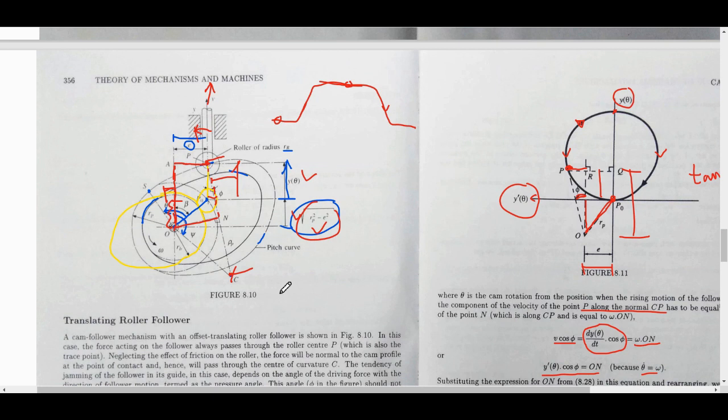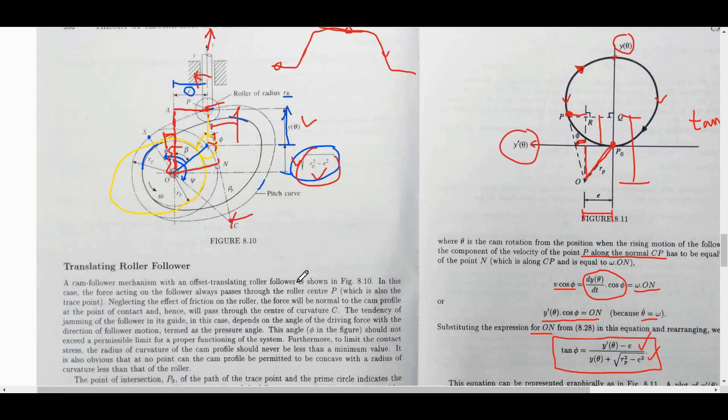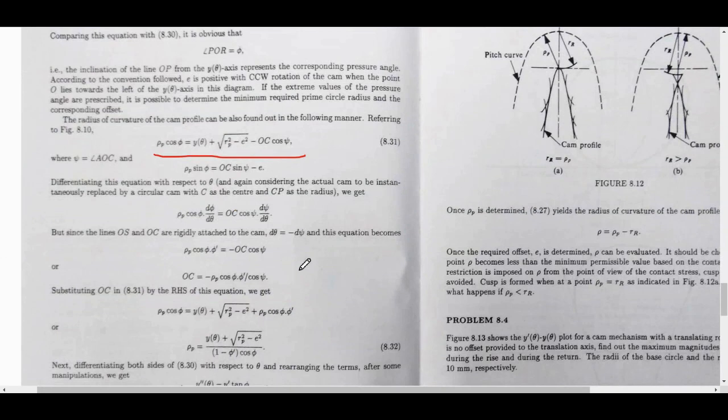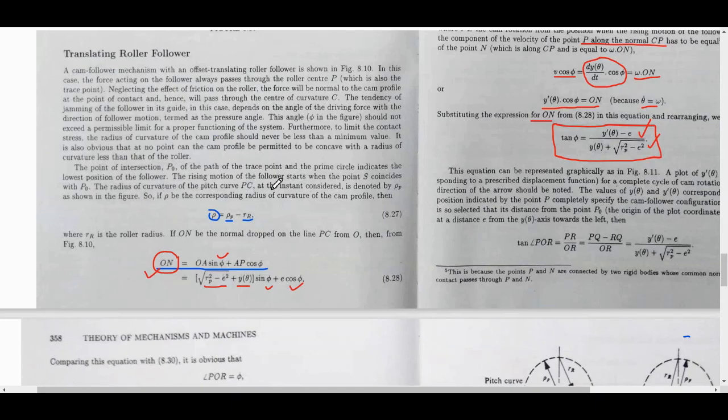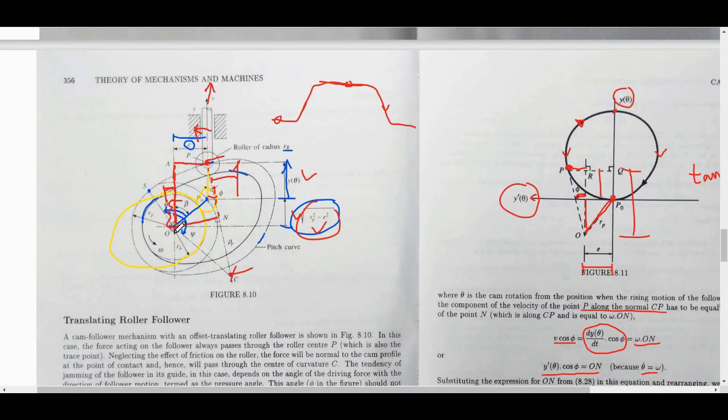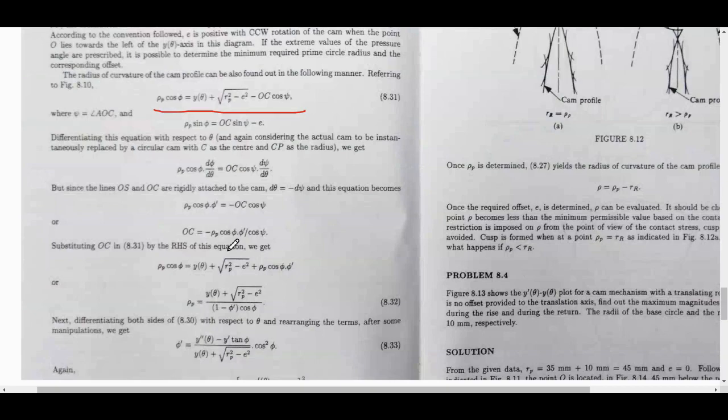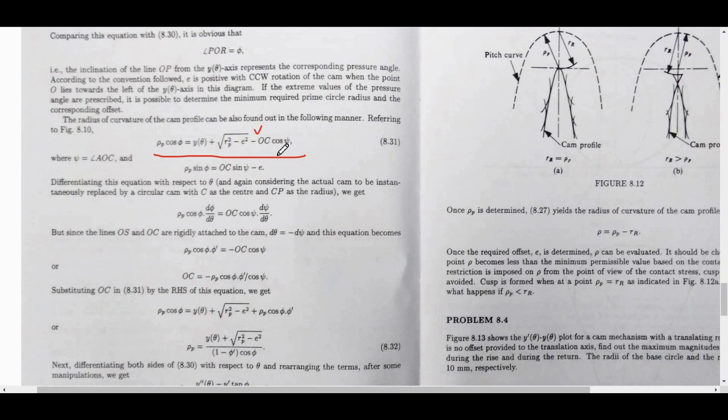It is this vertical part which is OC cos phi. Why is that? Oh, it's simple. This vertical part is OC cos of pi minus psi, therefore minus OC cos phi. Okay, and then let's see, there is the sin phi also.